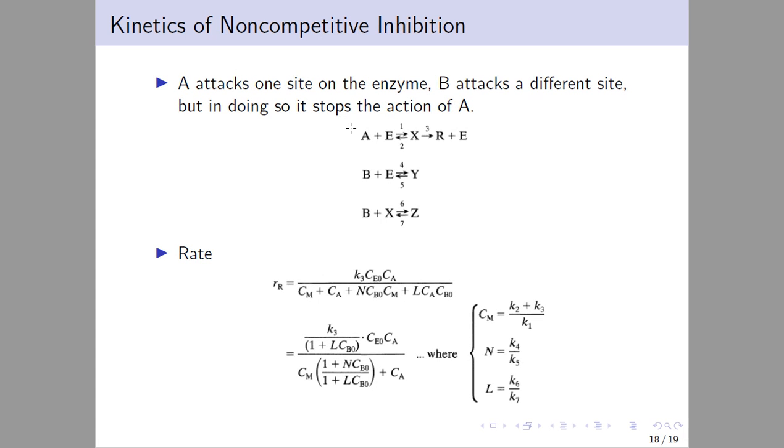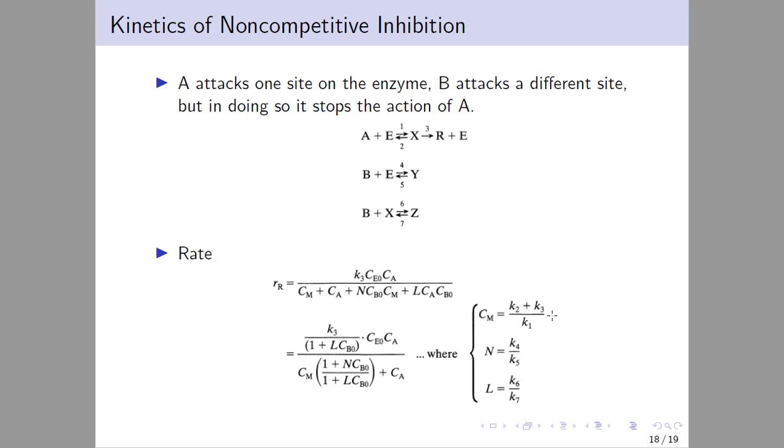So next is the non-competitive inhibition. A attacks one side of the enzyme, B attacks a different side of the enzyme, but in doing so it stops the action of A. So here A plus E gives X, then R plus E again. B plus E gives Y, and B plus X, with K6 and K7, becomes Z. So we have K1, K2, K3, K4, K5, K6, K7. Solving these equations, we get the rate of production of R equal to this equation, or this equation.